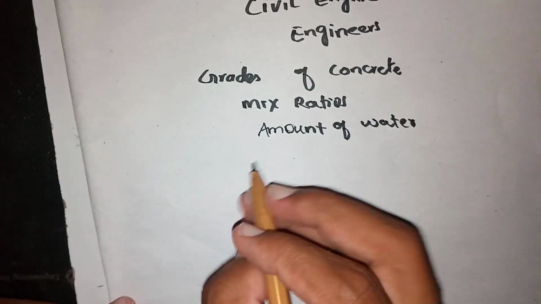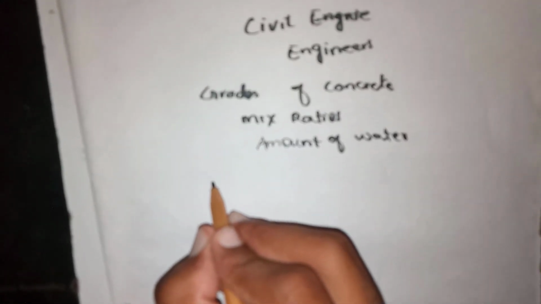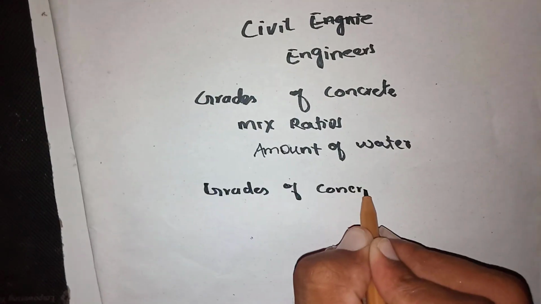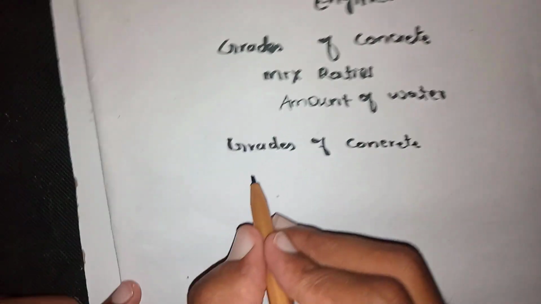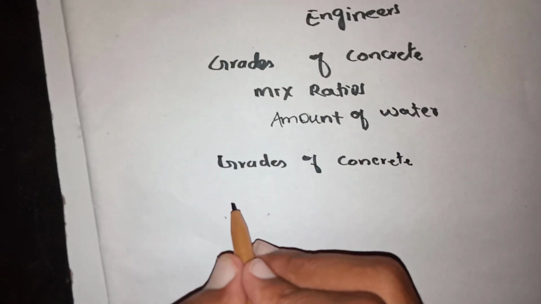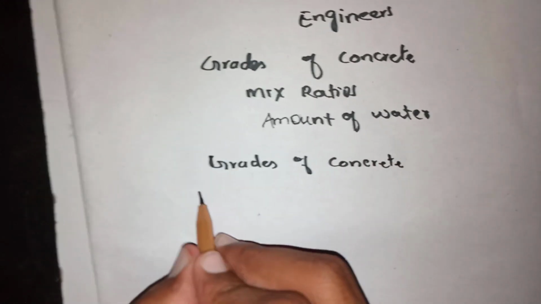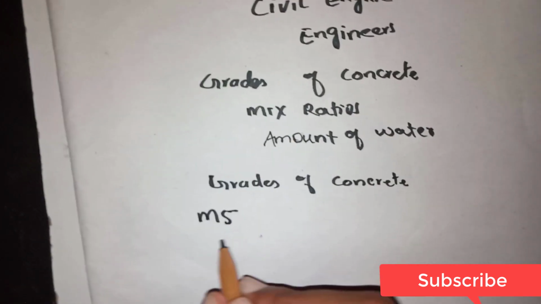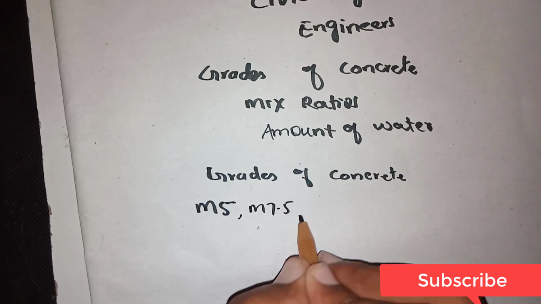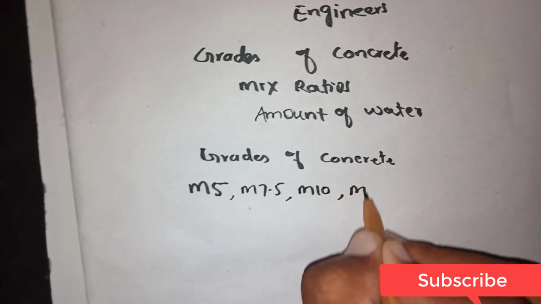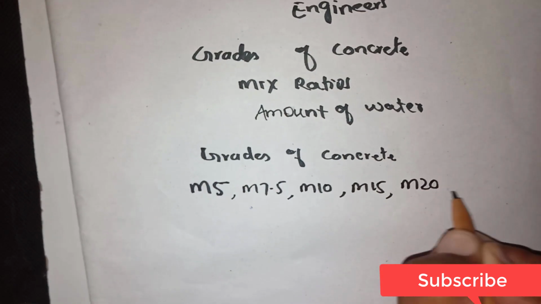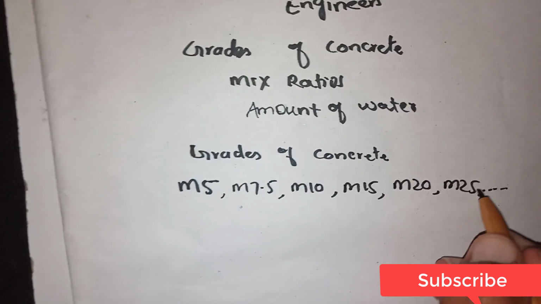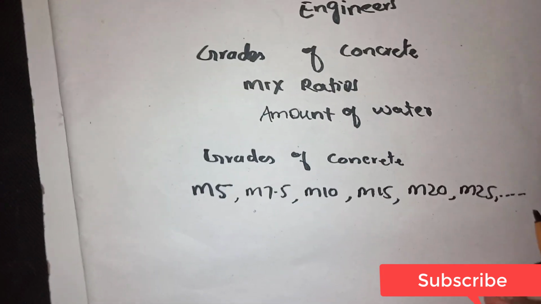So, our first question is different grades of concrete. What are different grades of concrete? There are a number of grades of concrete where M5 is the minimum grade, and then M7.5, M10, M15, M20, M25, and so on. The other grades like 30, 35 and others come under high strength concrete.